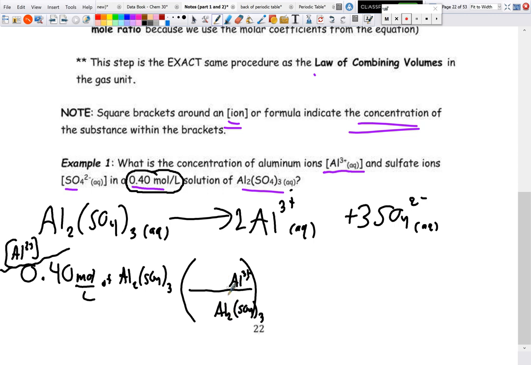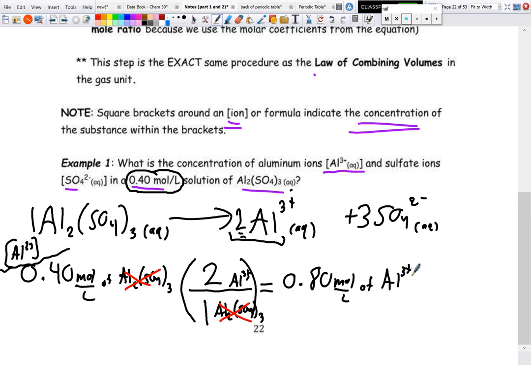Now, as for the numbers, they come from our balanced chemical equation. So the number attached to aluminum is 2. So 2 aluminum. The number attached to our aluminum sulfate, it's not written there, but it's always a 1 if it's blank, so we have 1. So how this works, we'll notice that aluminum sulfate in the numerator and aluminum sulfate in the denominator, so those units cancel out. What we're left with now is 0.80 moles per liter of Al3+. And that is how we get the concentration of the aluminum ion.